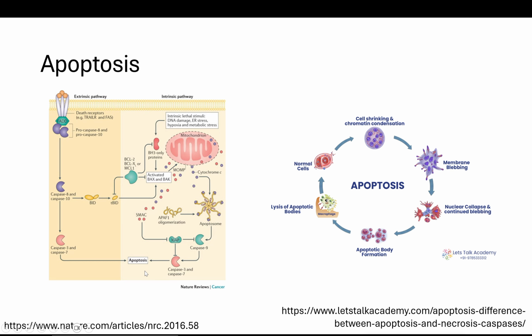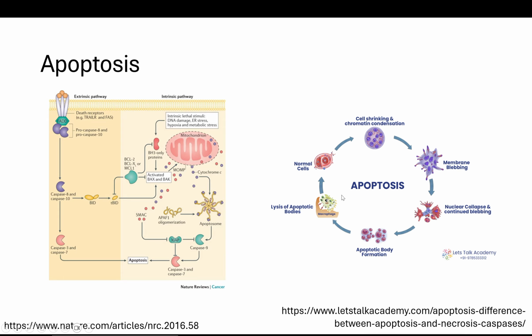Once the cell has decided, yeah, I'll undergo apoptosis, what happens afterwards? The cell starts shrinking. There is apoptosome formation, there is membrane blebbing, so the membrane starts to remodel itself and starts to engulf certain parts of the cell. The nucleus collapses. The nucleus also comes into one of the membrane blebs, and then the cell disintegrates. There is formation of apoptotic bodies. These apoptotic bodies can be taken up by macrophages and lysed.